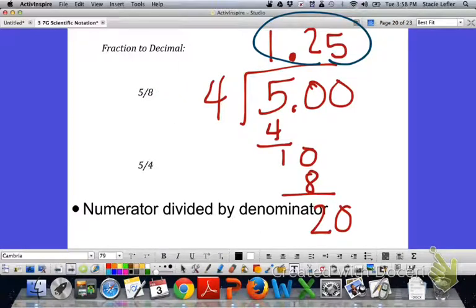Taking the numerator 5 divided by 4, you end up with 1 and 25 hundredths. Check to make sure this makes sense. This is greater than 1. Is our fraction greater than 1? Yeah, because the numerator is larger than the denominator.